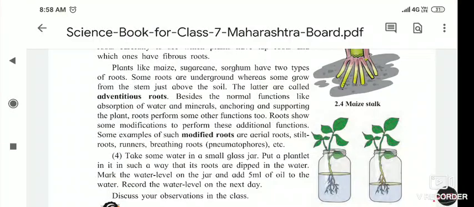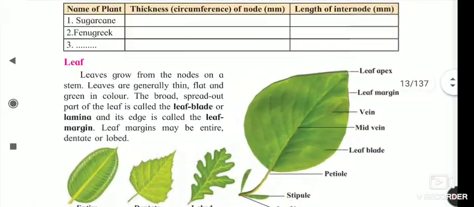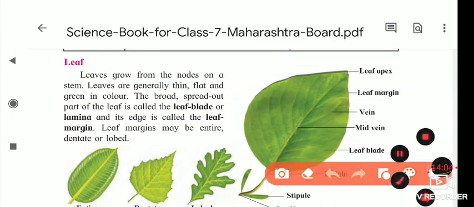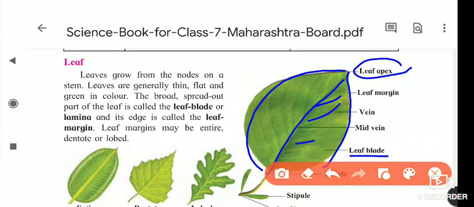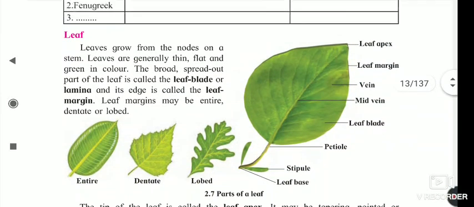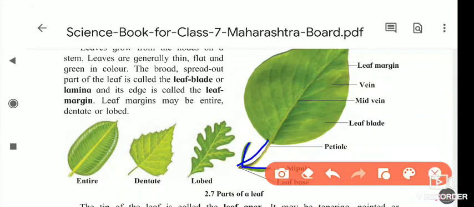So explain the structure of leaf with a suitable diagram. For that question you have to draw the leaf, a simple leaf. It has a leaf apex, this is the leaf margin, that green part is the leaf blade, this is the mid vein, and these are the sub-veins. After that the leaf has a petiole, then these are the stipules, and this is the leaf base. These are the main parts of the leaf.